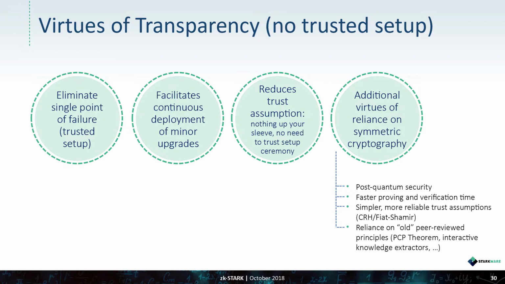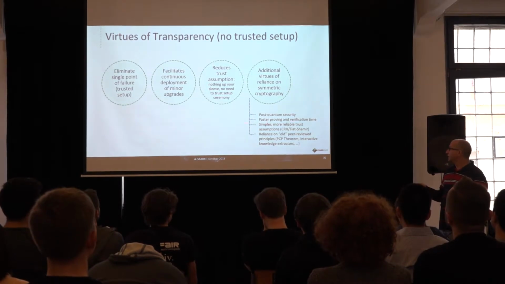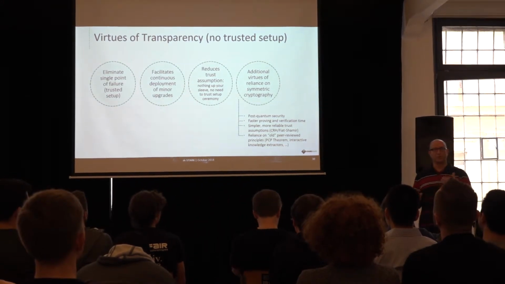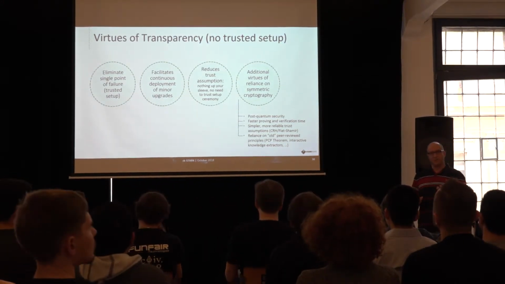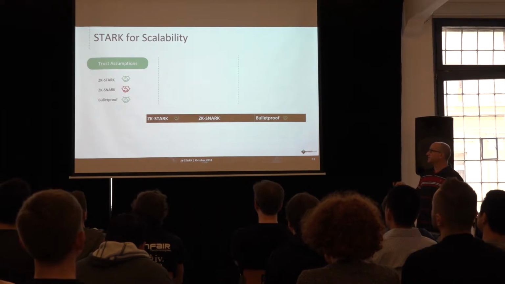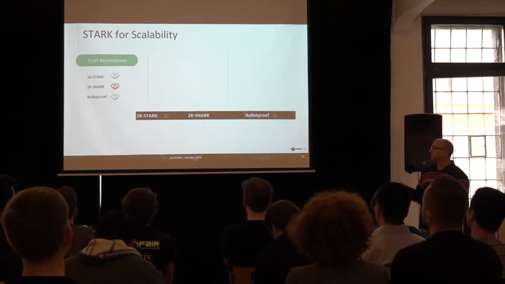And the technology that we use to create these Starks happens to rely on very lean cryptography, basically on the existence of collision-resistant hashes, which is a very old and very trusted cryptographic assumption. It also makes the system post-quantum secure, leads to faster proving and verification time, and all of these systems rely on more old, peer-reviewed, information-theoretic, math-proven techniques than some of the newer stuff. So just a little bit of summary. In terms of trust assumptions, do you need a trusted setup or not? A Stark doesn't need one, and Bulletproofs doesn't need one.